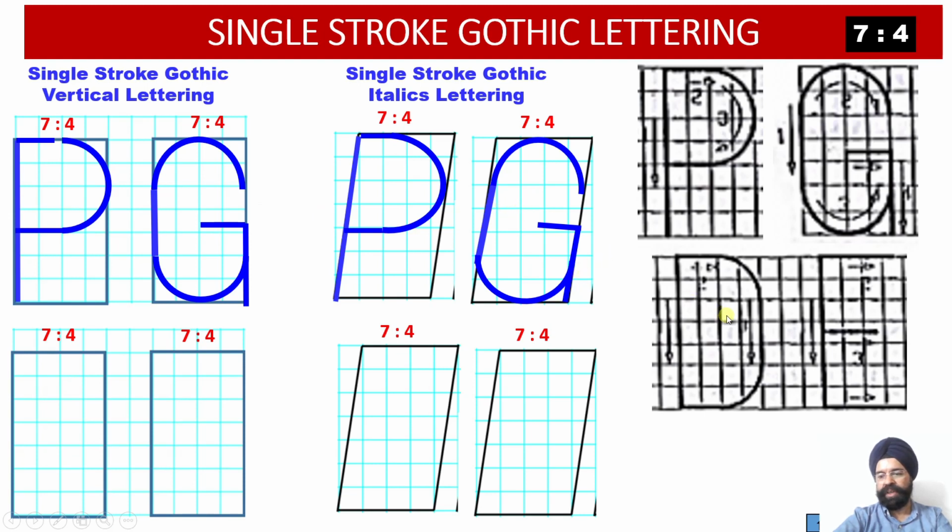Similarly, you can write D over here. For D, you can see 1 vertical line. This is a curve for 1.5 block. So 2.5 block will be your straight line. 1.5 block will be your curve.